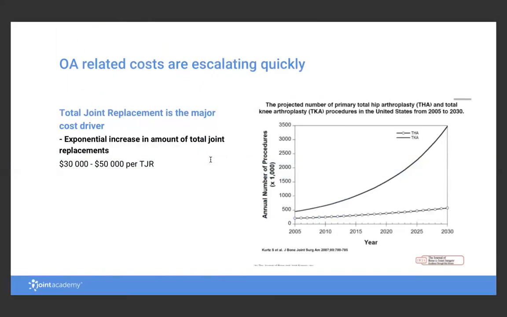And the cost of joint replacements is also going up. So if you put together the increased utilization and the increased cost, this is the biggest driver of the musculoskeletal percentages of cost for the US spend.